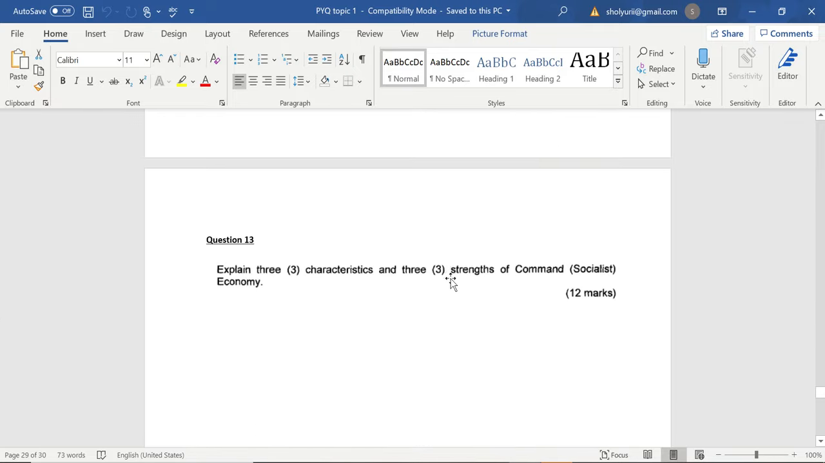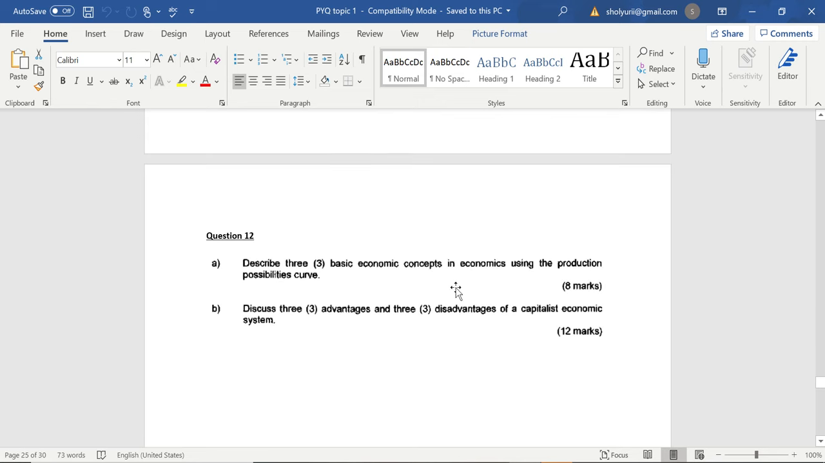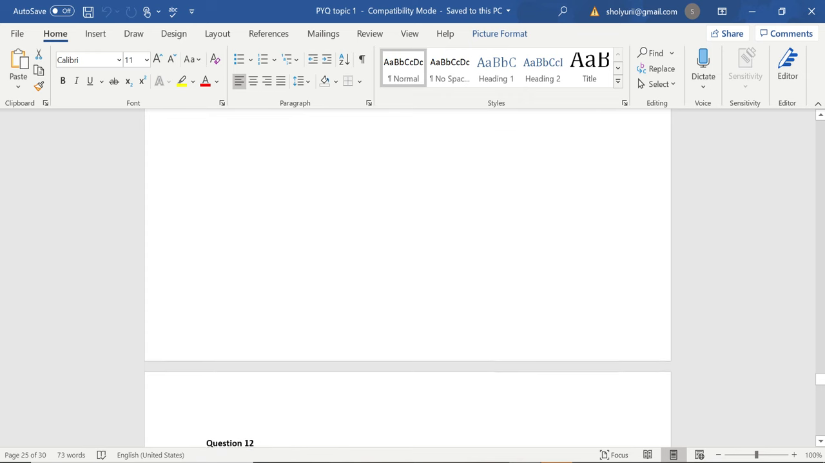Alright. So here, this one is not yet. Alright. Discuss the 3 economic concepts. You know the economic concepts. Don't confuse economic problem and economic concept. The economic concepts are scarcity, choices and opportunity cost. But it asks you to explain the economic concepts using the PPC. I haven't taught you the PPC, so I'll explain this question later.